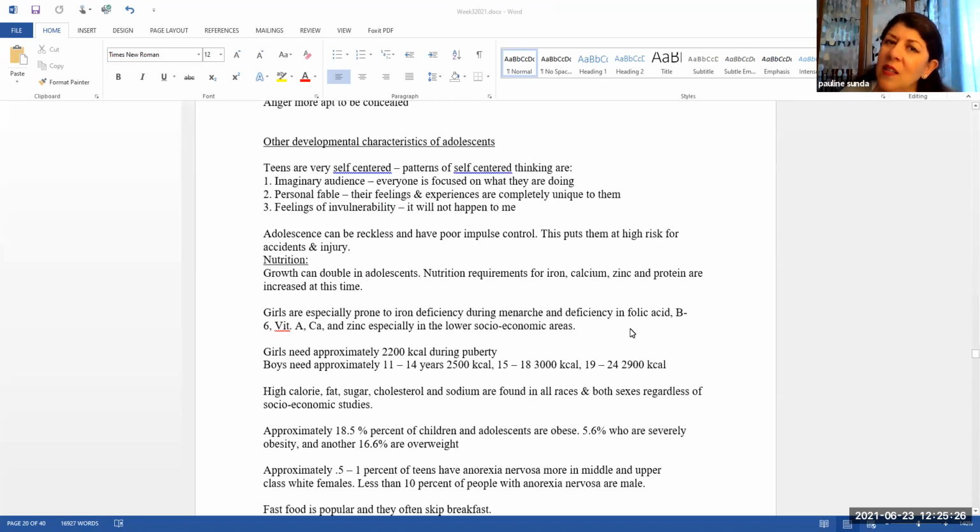A little bit about some other developmental characteristics that we see in adolescents. Just so you know, these are not in your textbook, but I think it's important that you do know them anyways, which is why I am mentioning them here in your lecture.